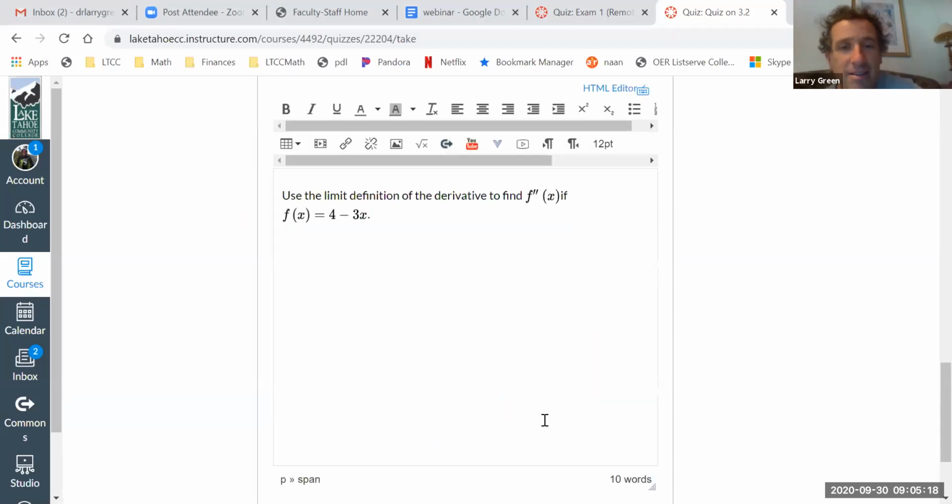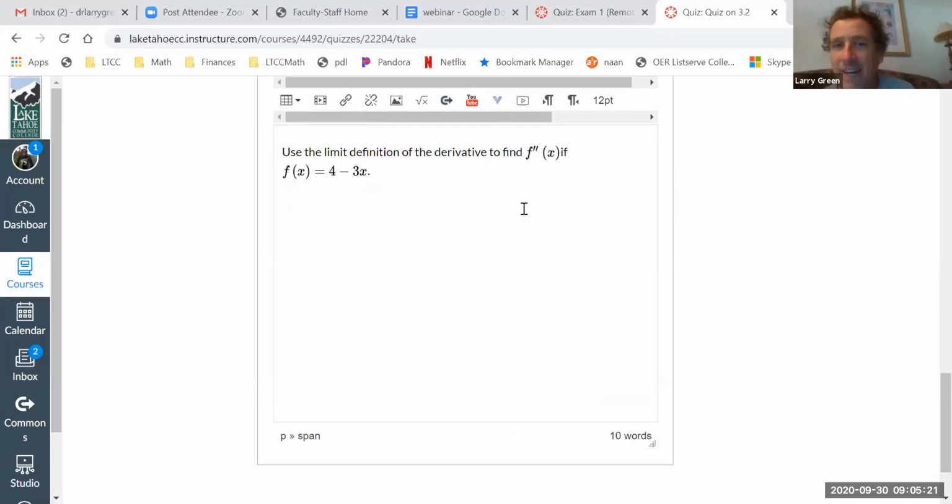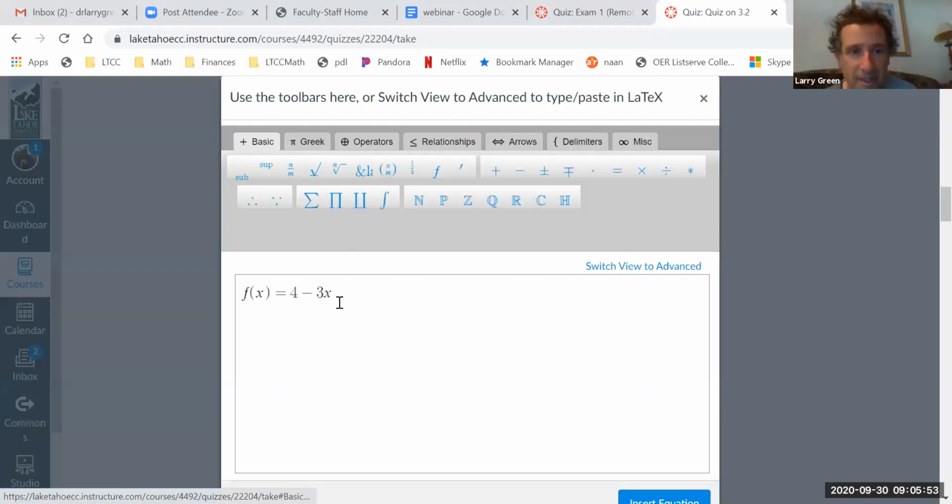Okay, so now we first need to remember what's the definition of the f double prime? Taking the derivative of the first derivative. We can't find the second derivative until we've found the first derivative. So to find the first derivative, we need to use the limit definition. I'm going to do that, and I'm going to make it pretty, so I'm going to go into the equation editor. You don't have to, but I'm your instructor, so I probably should.